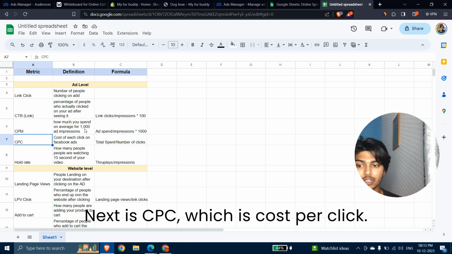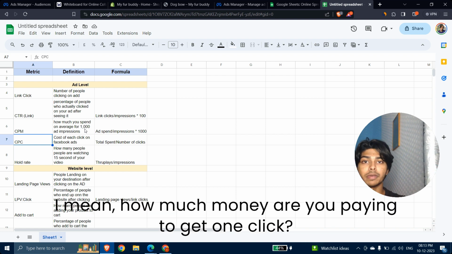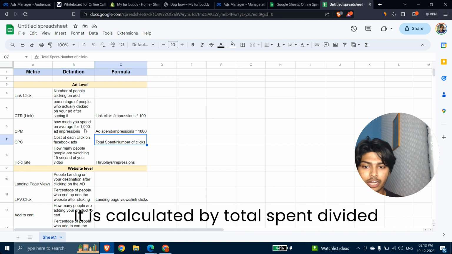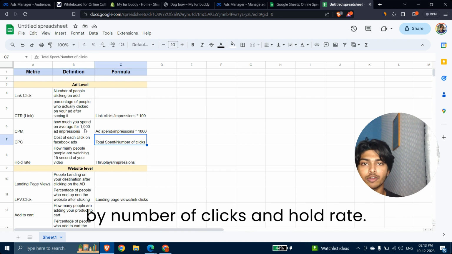Next is CPC, which is cost per click. I mean, how much money are you paying to get one click? It is calculated by total spend divided by number of clicks.